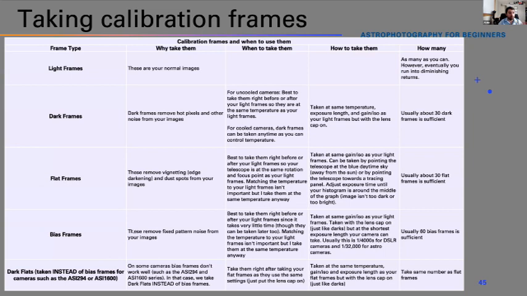So if you took 30 flat frames, you want to use 30 dark flat frames. You don't want to use both bias frames and dark flat frames. Normally just use bias frames, but if you have one of these cameras that I listed here, then do not take bias frames, take dark flat frames instead.